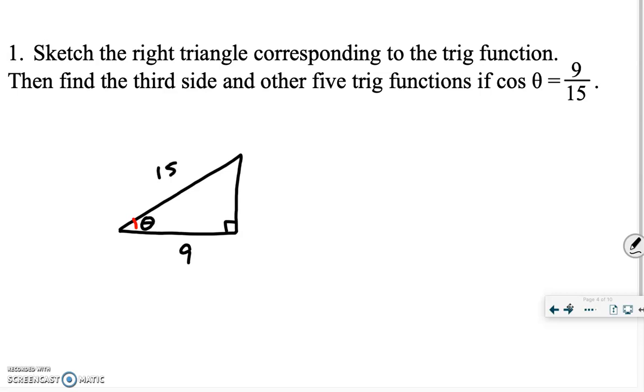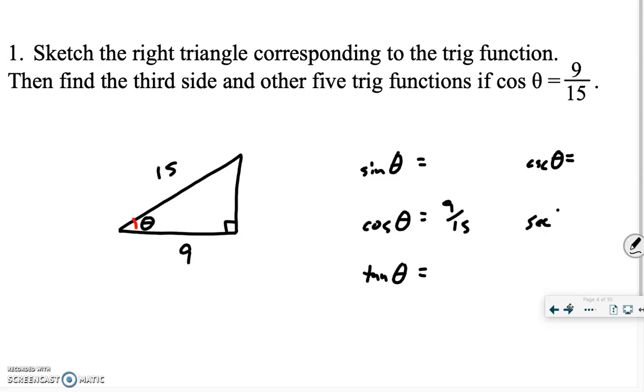So we're supposed to figure out the other trig functions, meaning that we want to figure out the sine of theta. We already know that the cosine of theta, again, is 9/15. The tangent of theta, we want to go with the reciprocal pairs as well. So the cosecant of theta, the secant of theta, and the cotangent of theta. Now the goal is to figure these out.